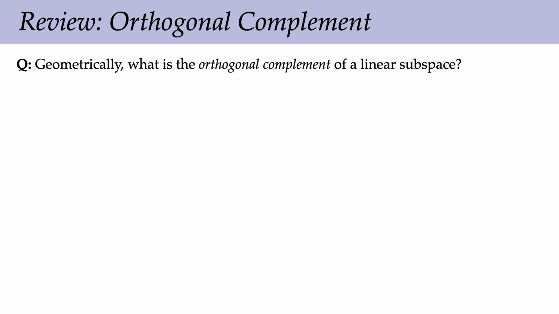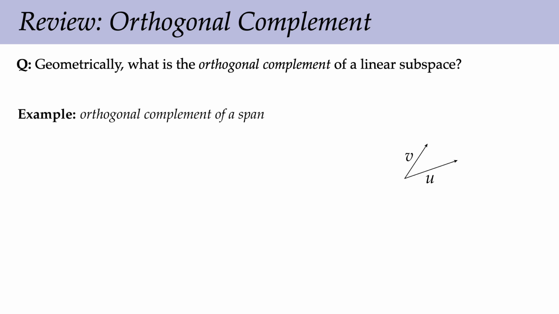So geometrically, what is the orthogonal complement of a linear subspace? Is this something you remember from your linear algebra class? Well, here's one little example. I could consider the orthogonal complement of a span of 2 vectors. So let's say I have 2 vectors u and v, and if I take the span of these vectors, I get a whole plane, right, extending off to infinity. I'll call that capital V.